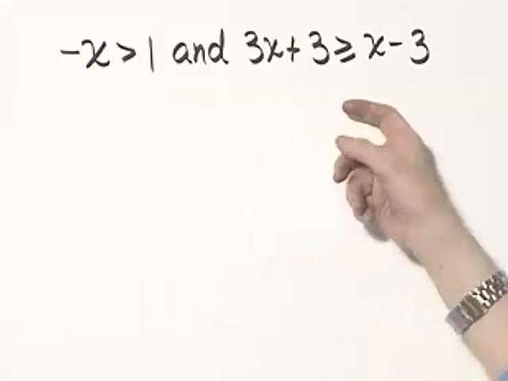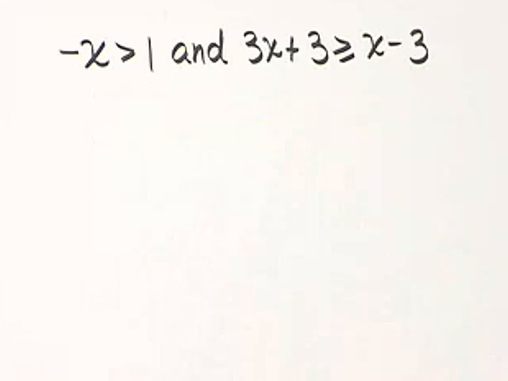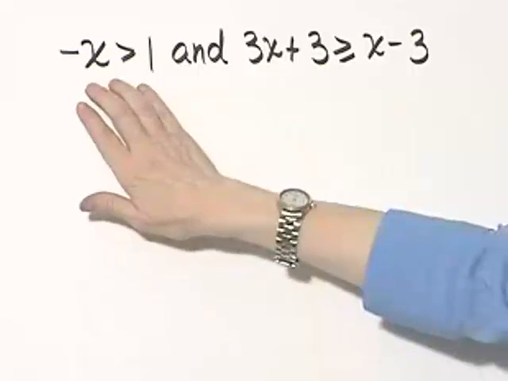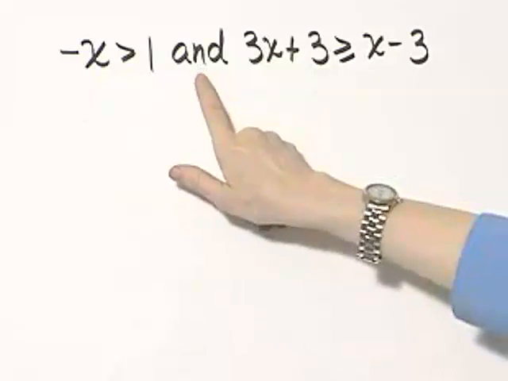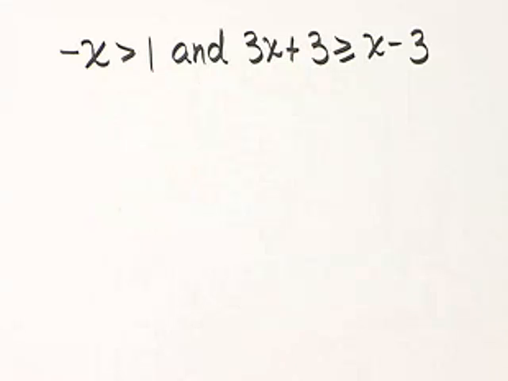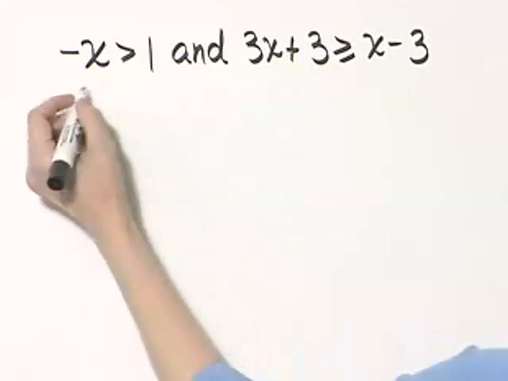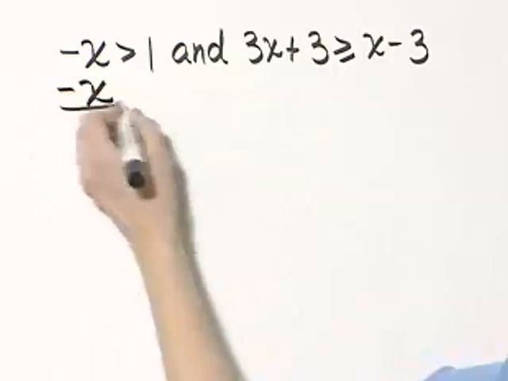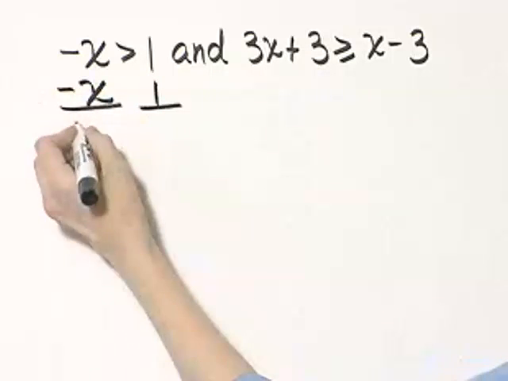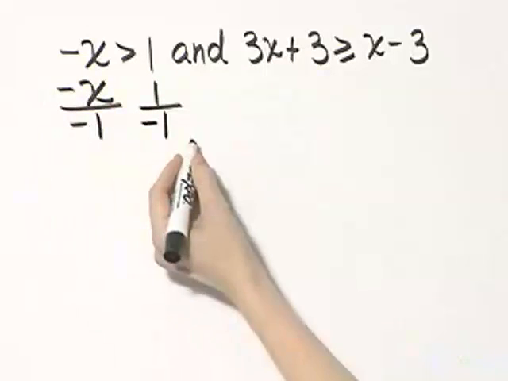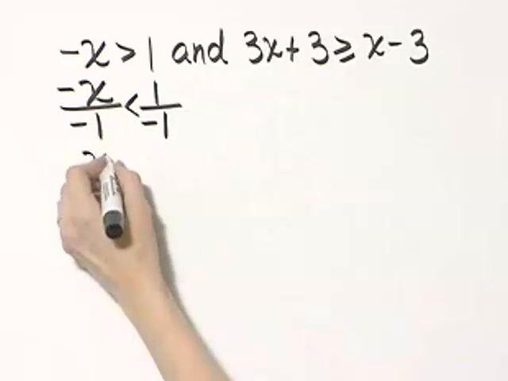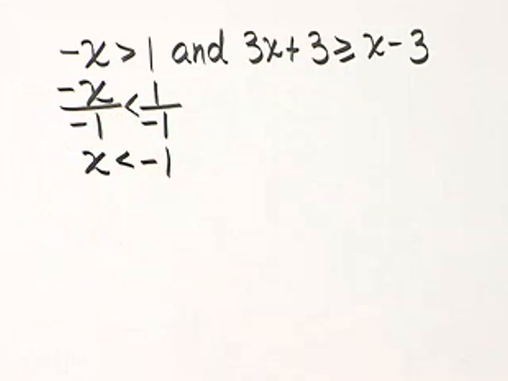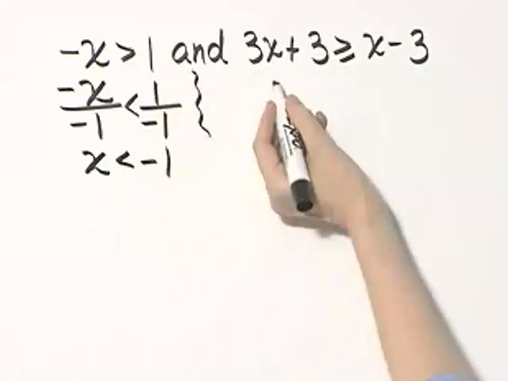Here I have a compound inequality: negative x greater than 1 and 3x plus 3 greater than or equal to x minus 3. Let's first solve each of these inequalities, and then we'll worry about the "and," which means the intersection of the two. So let's solve this inequality. I will solve it by dividing both sides by the coefficient of x, which is negative 1. Because I'm dividing by a negative number, I reverse the direction of the inequality sign, and I have x less than negative 1.